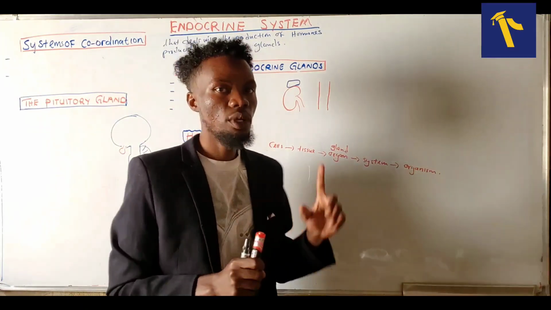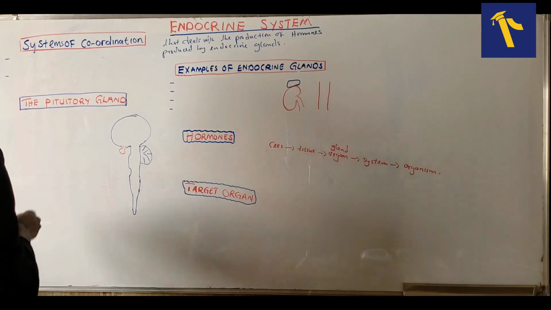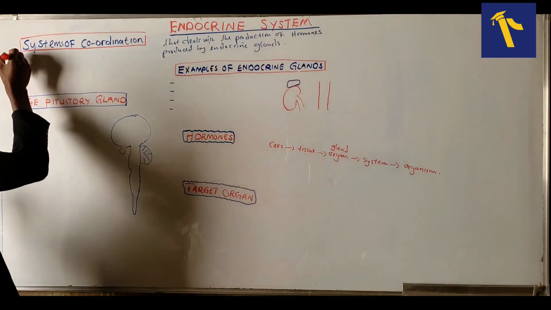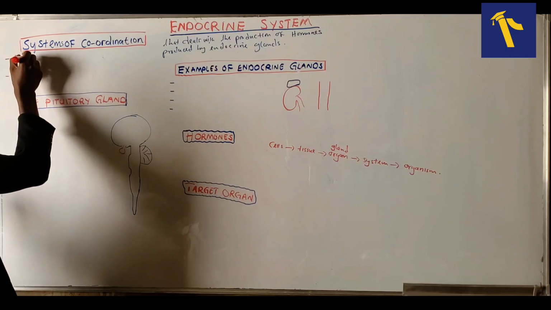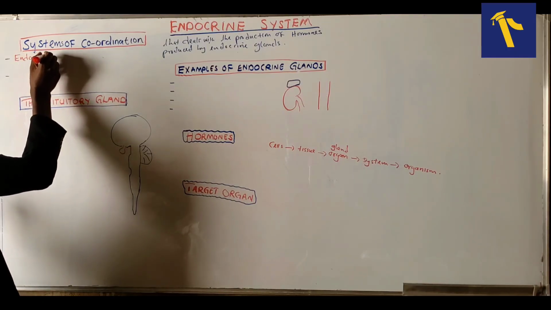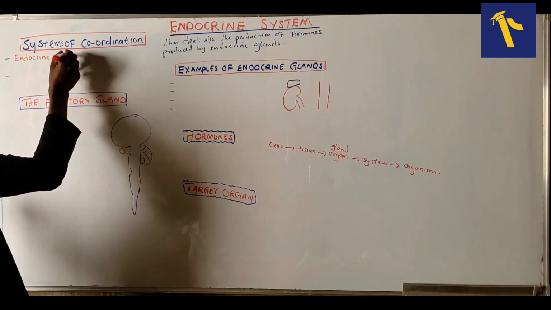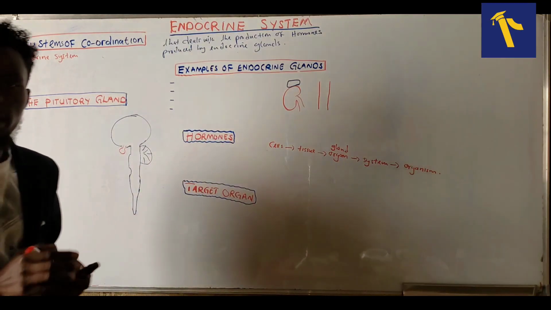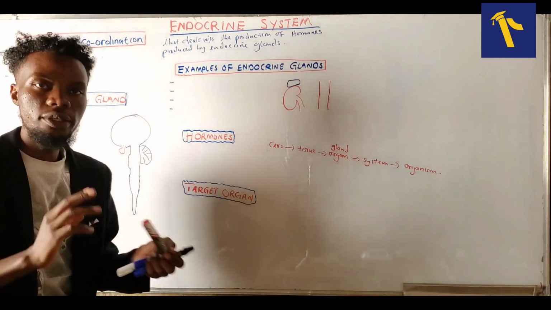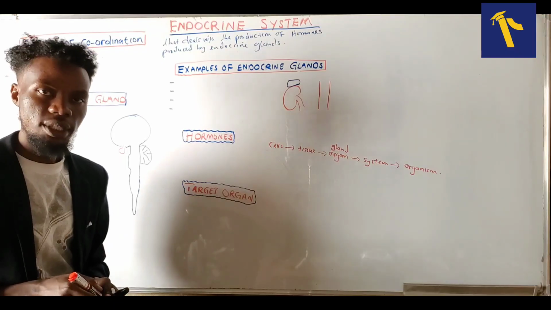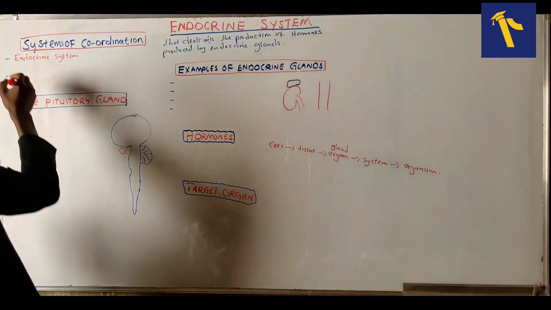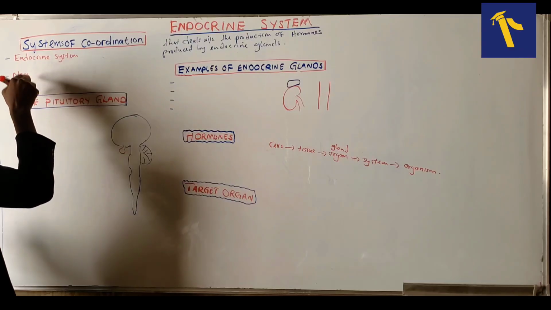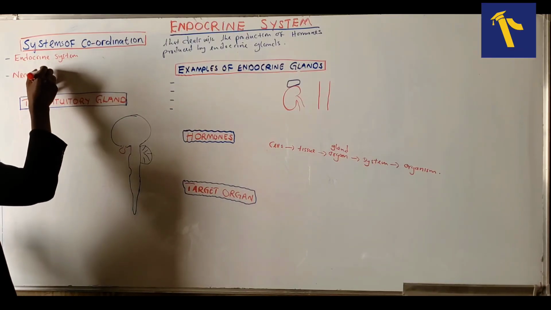The first system is what? The endocrine system. Let us write this one. The first system of coordination is the endocrine system. Okay. What is the second system that is important in helping organs to communicate with one another? We know that is the nervous system.